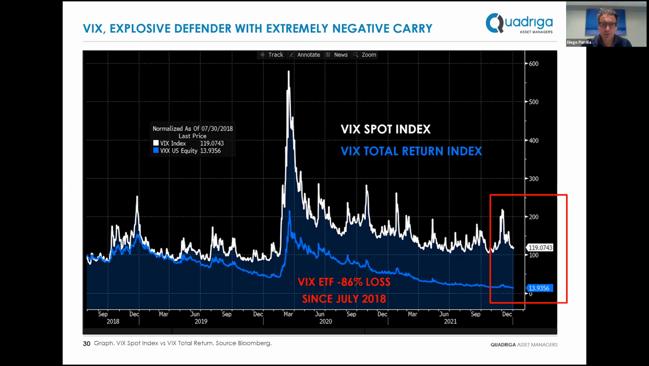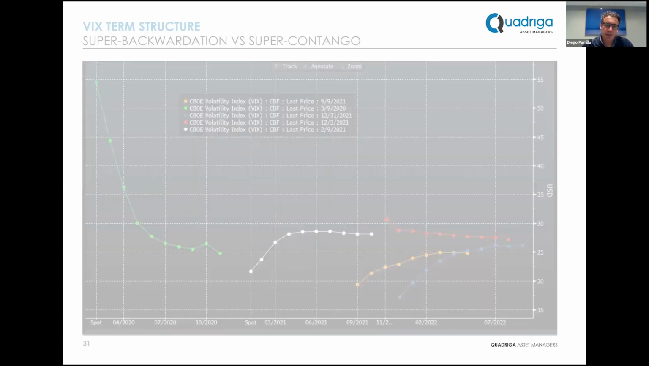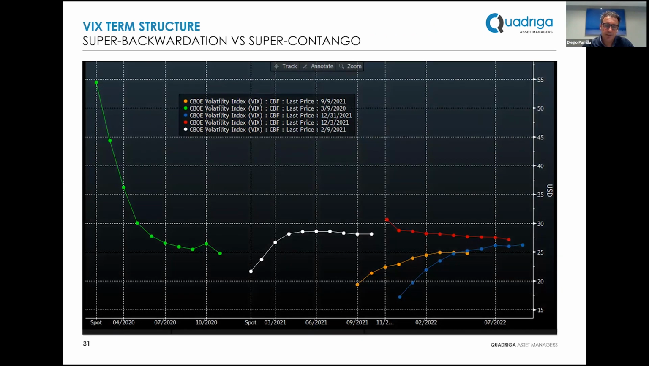And this is really due to this term structure, this risk premium, which can be understood a bit easily when we look at this. What you see is snapshots of the volatility term structure, so the futures of the VIX, through different periods in time. And the first one on the left in the green box shows you the middle of the crisis in the pandemic.